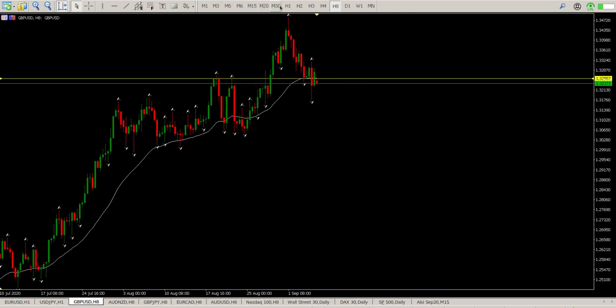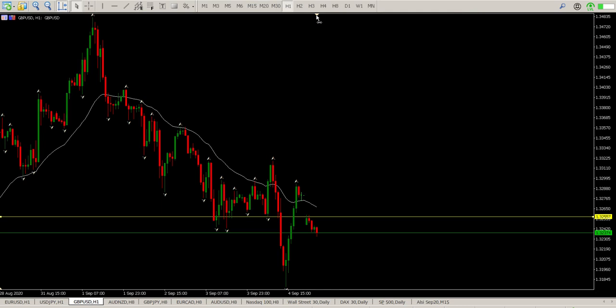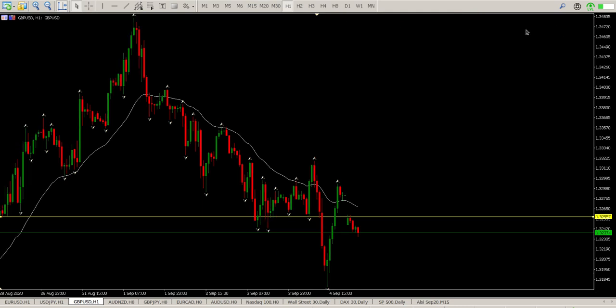But if we come down to the hour, we'll probably find that there are some tails on the 1 hour chart that we are flirting with. Okay, so there you can see one there. You can see the other one here.